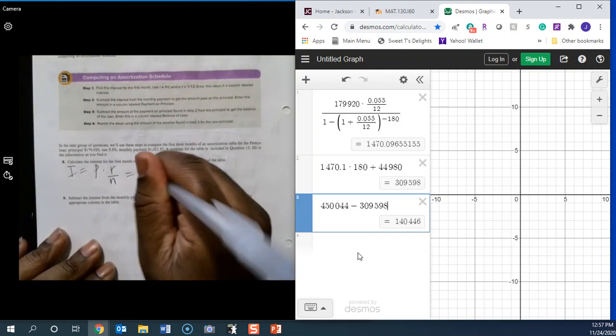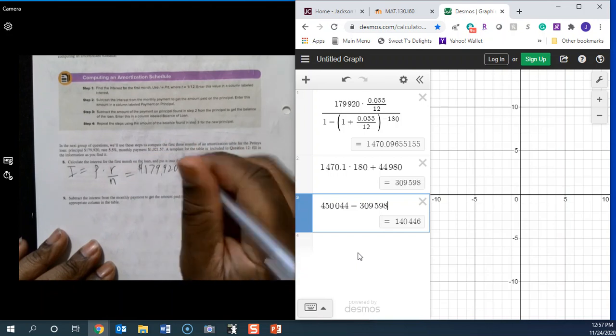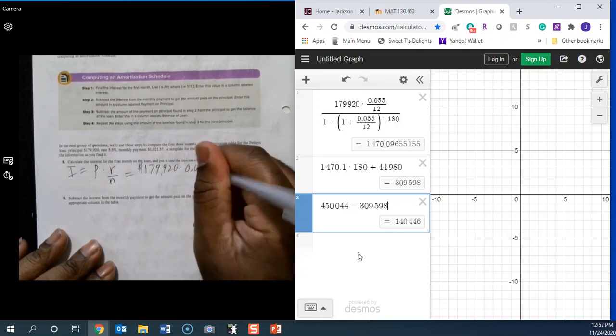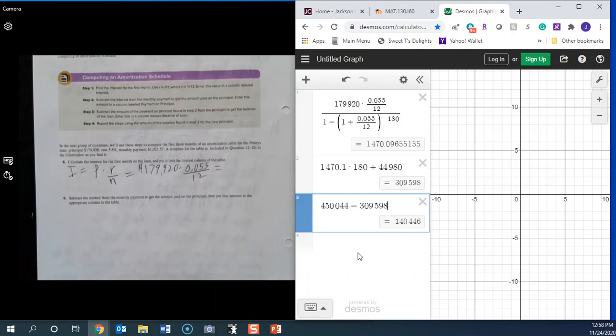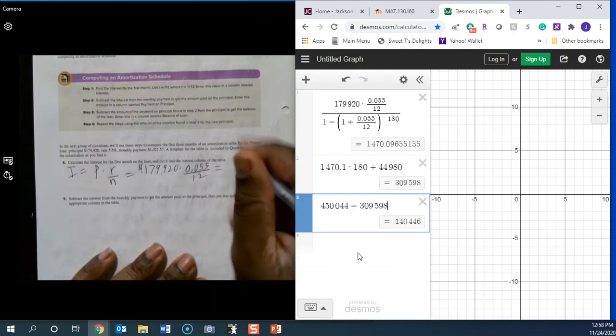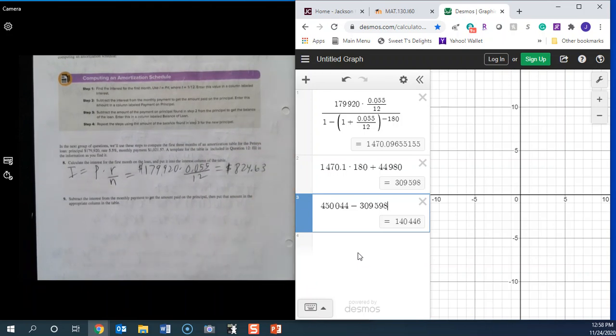So the principal is $179,920 times 0.055 divided by 12, because they want it for 1 month. When you put this in the calculator, it'll give you $824.63. Now we're going to put this in the table in just a second. Let's just finish 8 and 9, and then the next page will have the table.